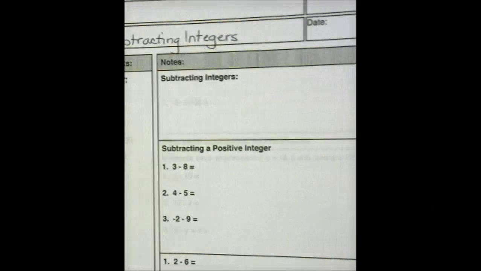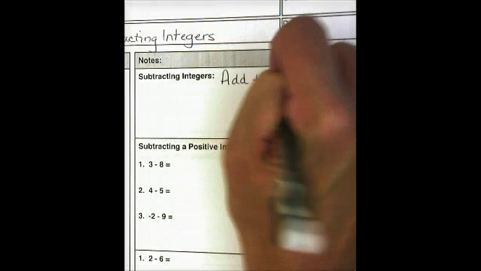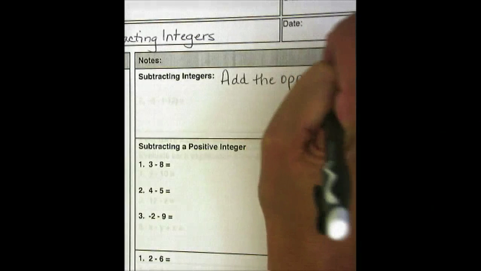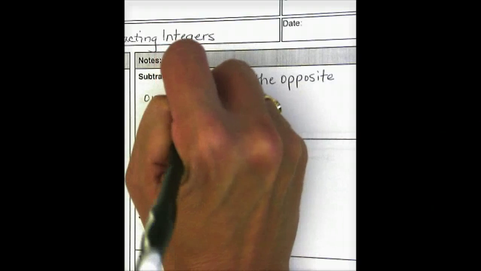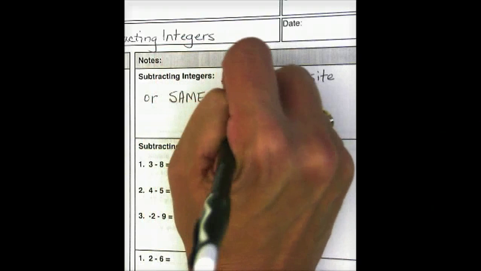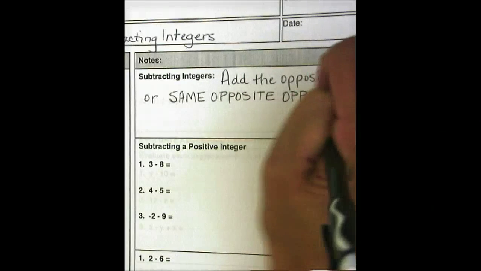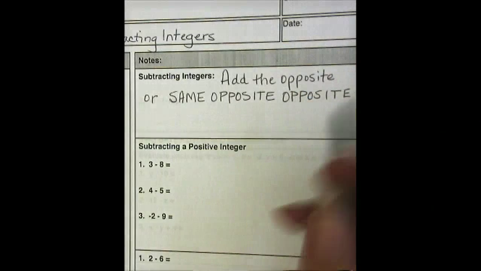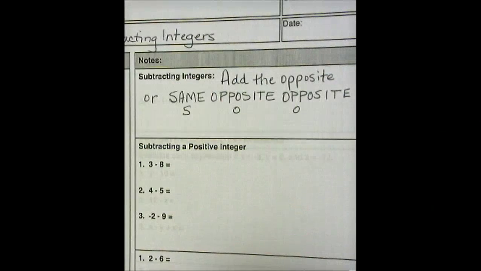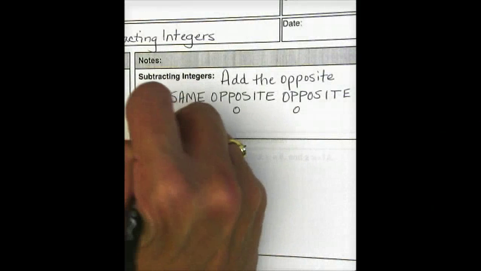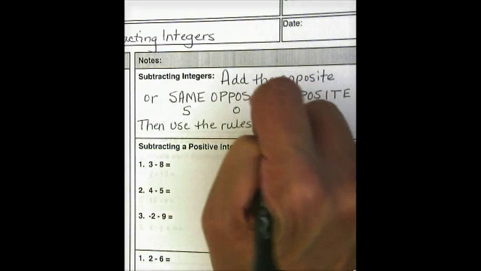The rule for subtracting integers says that we're going to add the opposite. Or we're going to use what we call same, opposite, opposite. And that's what you'll hear me say most often. So generally I abbreviate that to SOO. Once you've done that, then use the rules for adding integers.